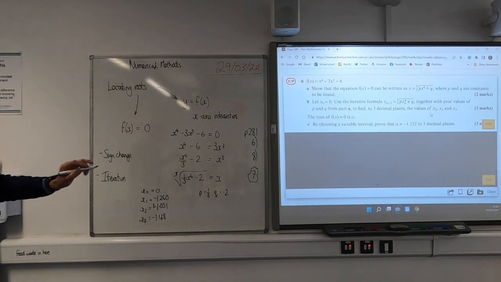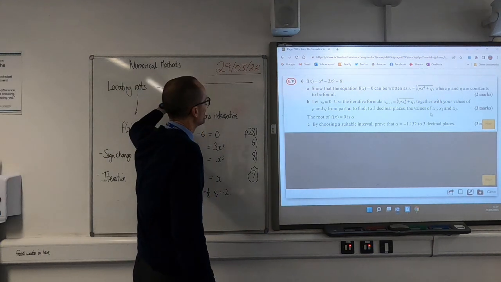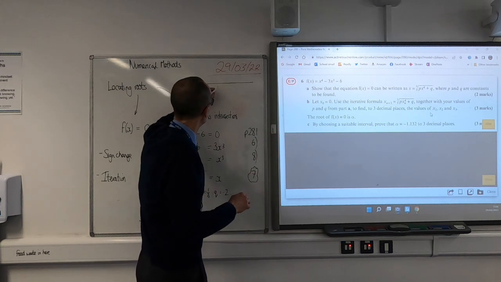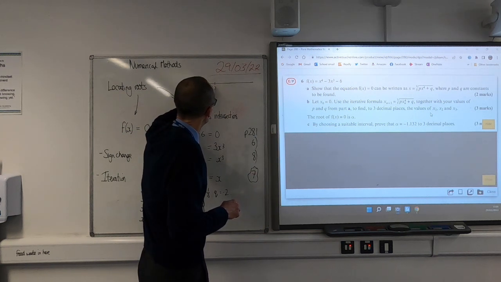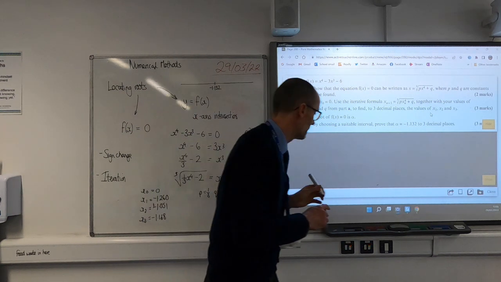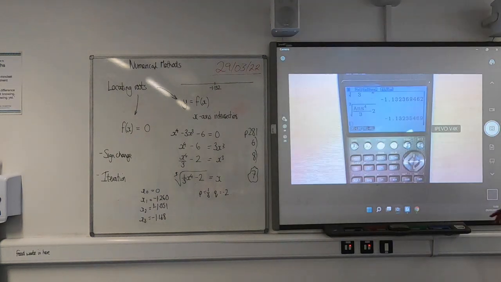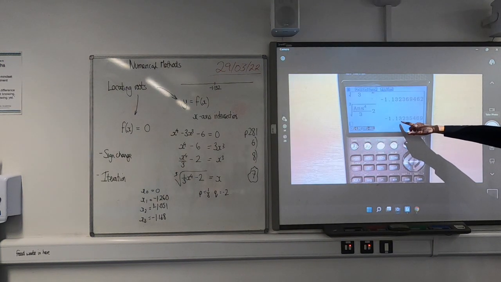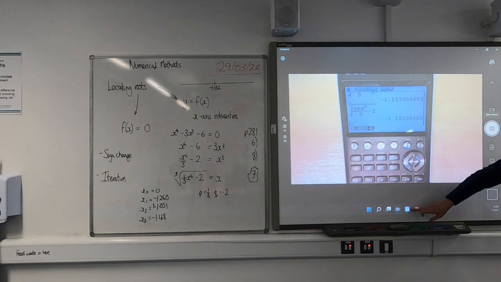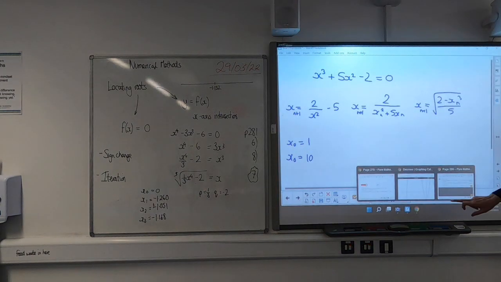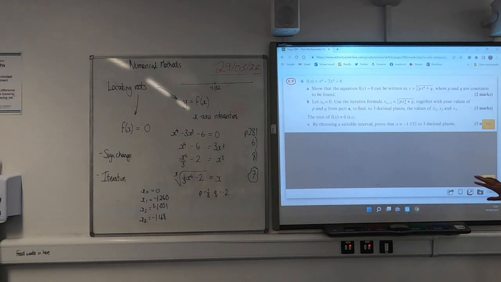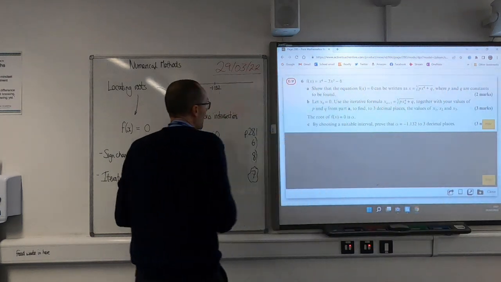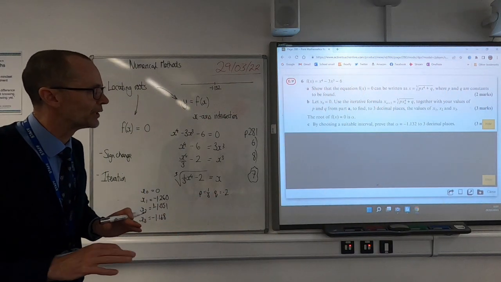Part C brings us round to the end of last lesson. It gives you the value. So that's the value that we were actually getting there, weren't we? Yeah, minus 1.132, it was getting there. So it says, given that it's that value, show that it's that value.